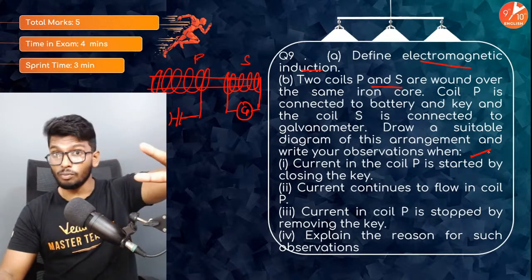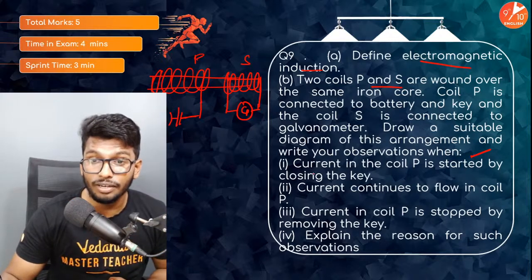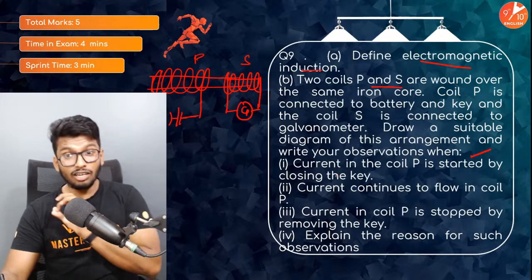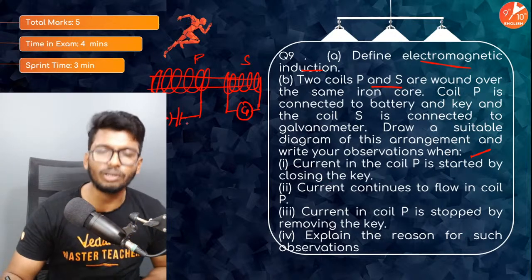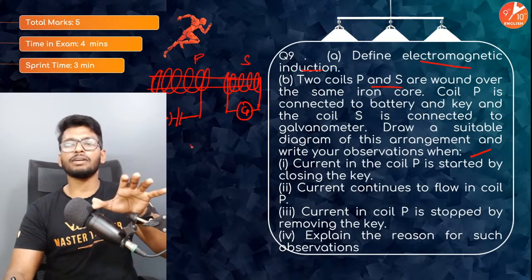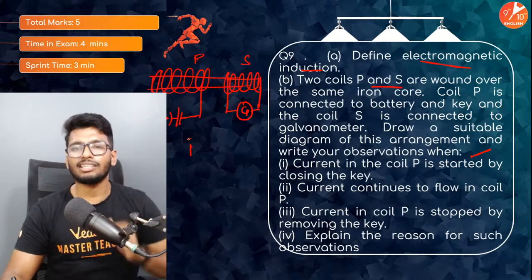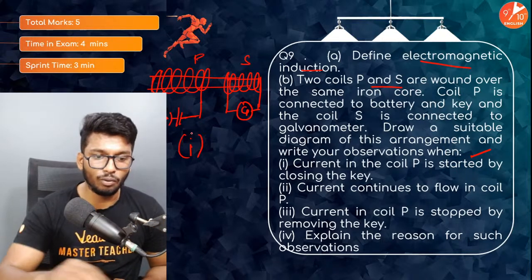So far you've gotten 2 marks. All right. Now to answer the rest of it. If the current in coil P is started by closing the key, so if you turn on the switch, what would happen to coil S? Go ahead, guys. What would happen to coil S?